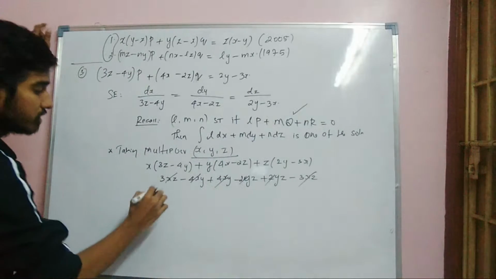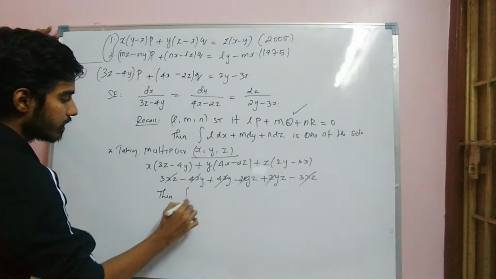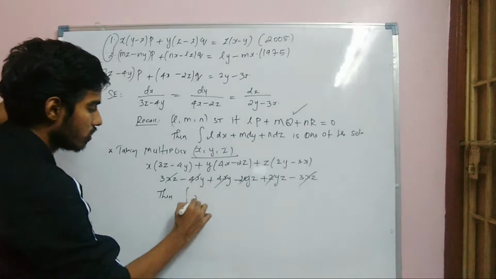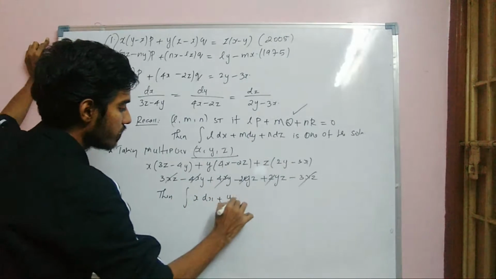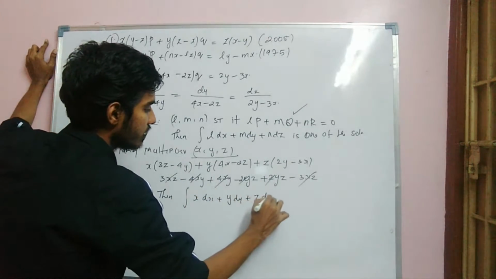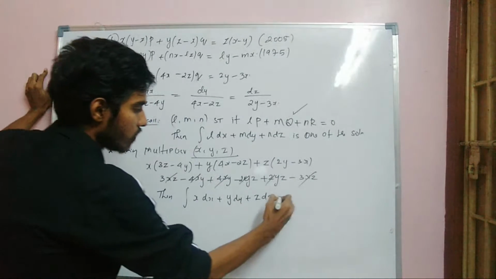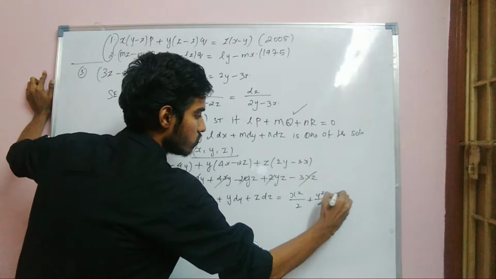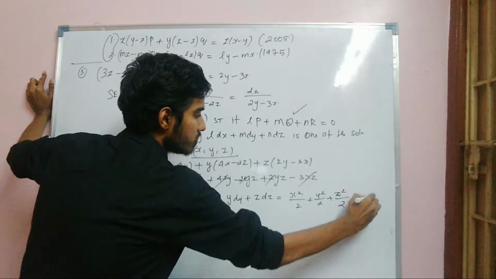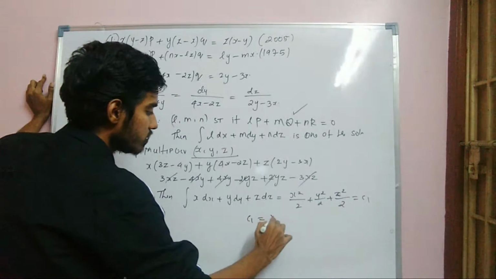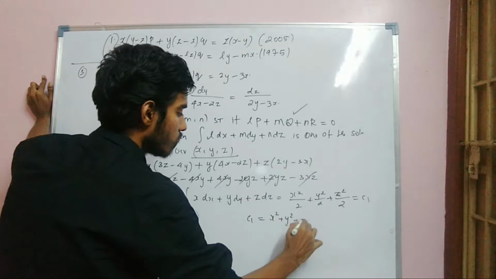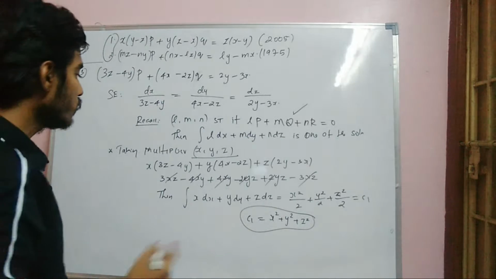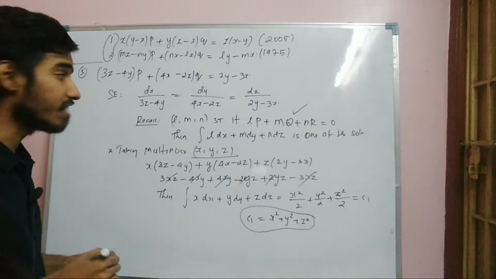If this condition is satisfied, then the integral of L dx plus M dy plus N dz is one of the solutions. Therefore the integral of x dx plus y dy plus z dz is one solution. If I integrate this, I have x square by 2 plus y square by 2 plus z square by 2 equal to C1, or C1 is equal to x square plus y square plus z square. This is one of the solutions. Now we need to find another set of multipliers.